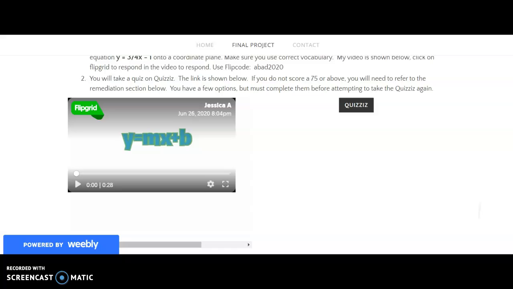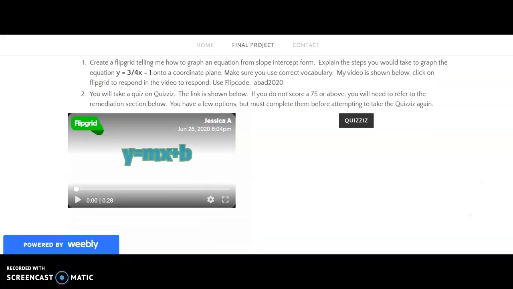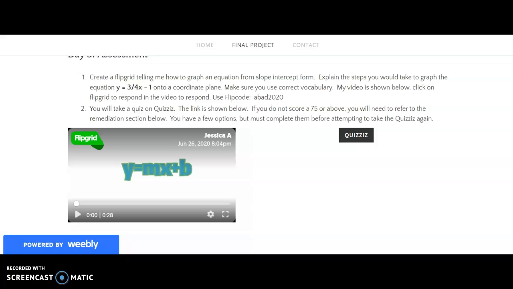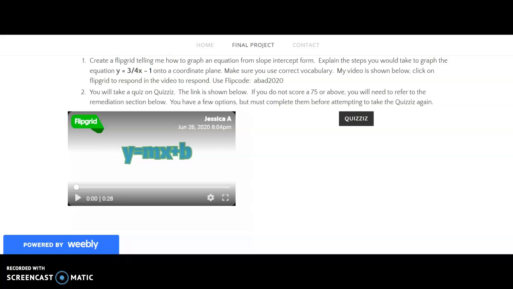Once they're done responding, there is a rubric for Flipgrid based on their explanation. They'll get graded, and I'll respond and give them some feedback. They'll then take a quiz on Quizizz. The link is shown. If they do not score 75 or above, then they'll need to refer to the remediation section, which is below. They have a few options for remediation, but they must complete them before attempting to take the quiz again. So what will happen is they're only allowed to take the quiz on Quizizz one time, and then they'll have to show me.